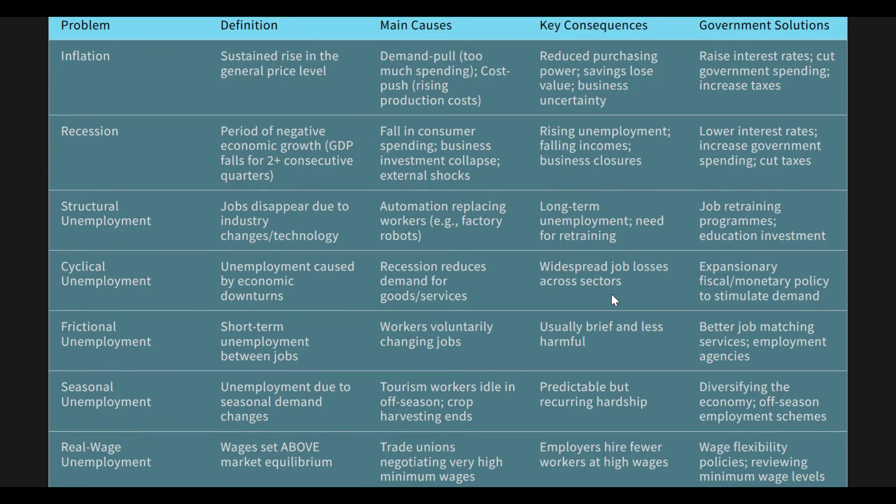They could ask you all about any one of those. So make sure you know all five, please. Structural, cyclical, frictional, seasonal, real wage.